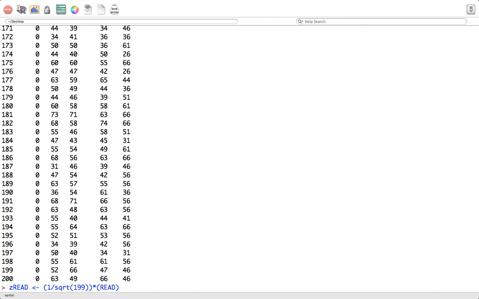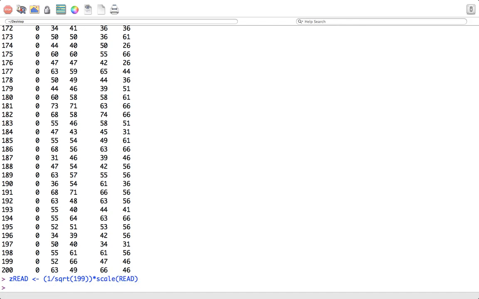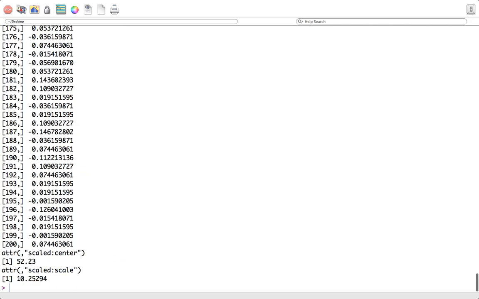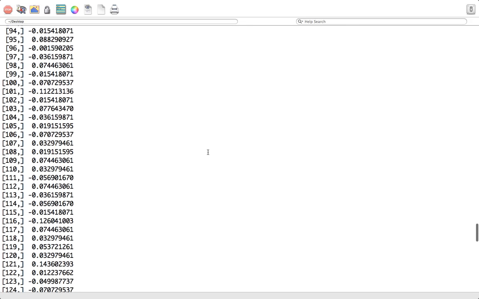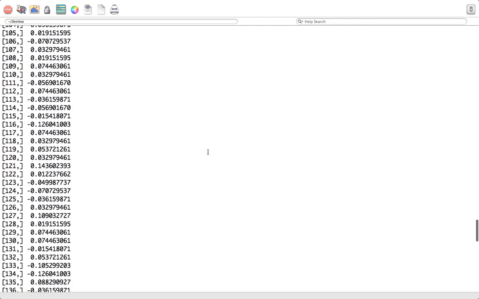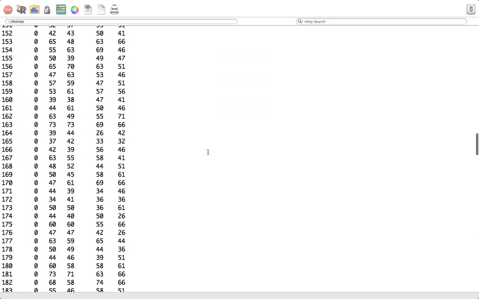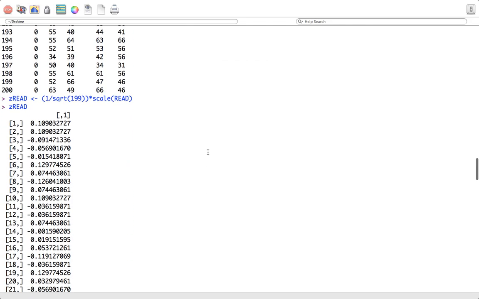Really all I'd have to do is just go times scale of read. So zread should look kind of familiar. That's off a little bit.